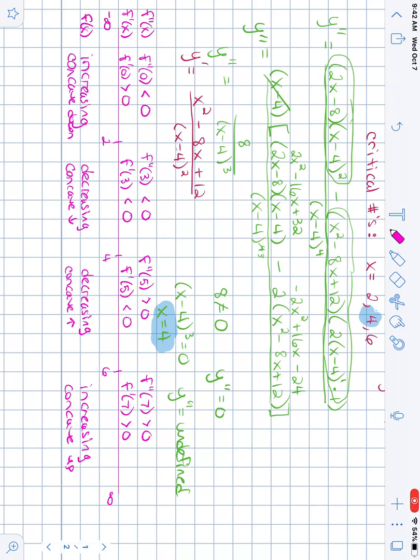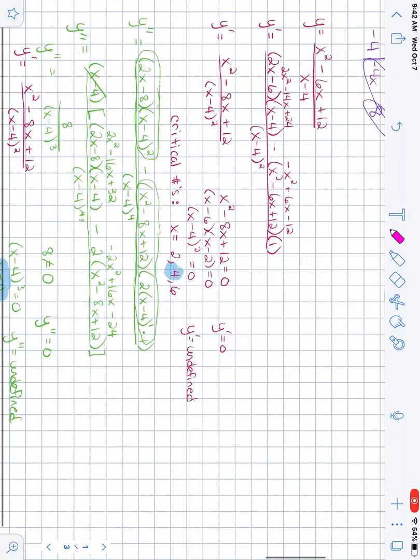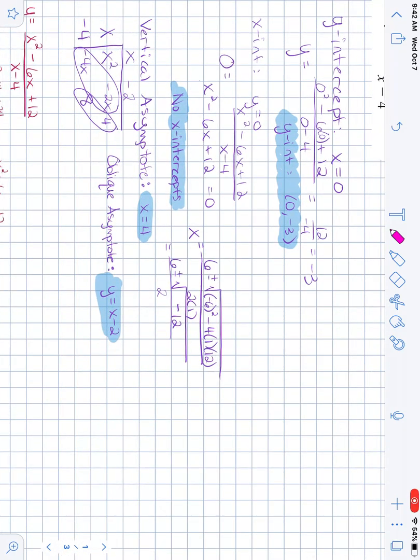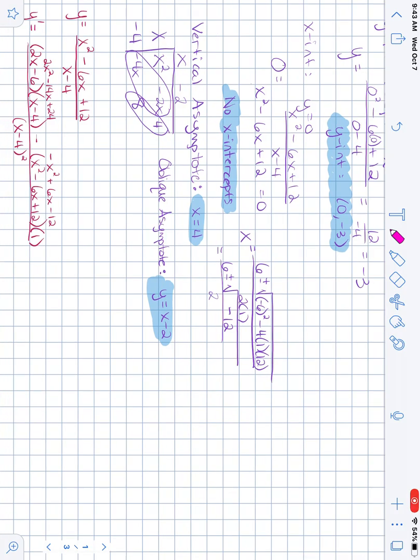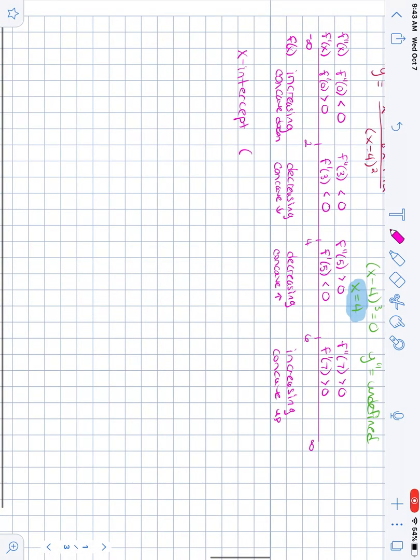All right, let's graph. We know a bunch of things. Let's write the answer first and then we'll graph it. So from up above, we knew that we had a y-intercept at 0, negative 3, and no x-intercepts. So x-intercepts, none.